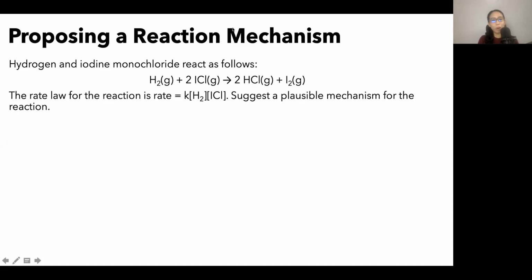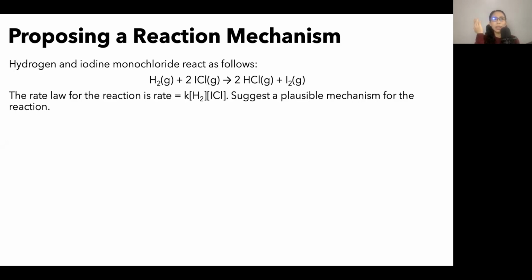Let's try another problem. So it's the reaction of hydrogen and iodine monochloride. You have the experimental rate law. Suggest a plausible mechanism for the reaction. So this time we don't have additional hints. Is it a two-step mechanism? Is it a fast reversible step followed by the slow step?